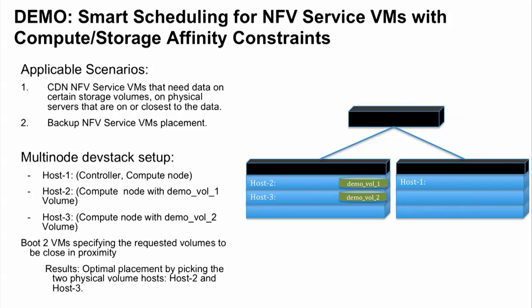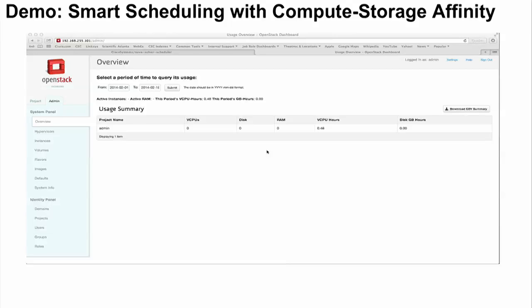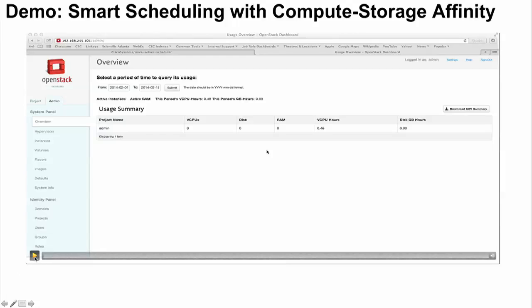In this particular setup that I have here, imagine there are three hosts, and two of the hosts in one of the racks have these volumes installed, demo volume 1 and demo volume 2. I'm making a compute request here, so I want to create two VMs. I'm placing a request saying give me two VMs which are close to these volumes. So that is what I'm going to show here, and let me quickly show you with the help of a small demo video that I have.